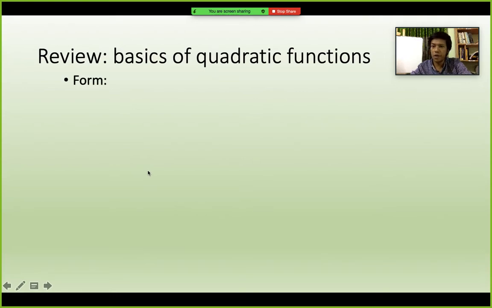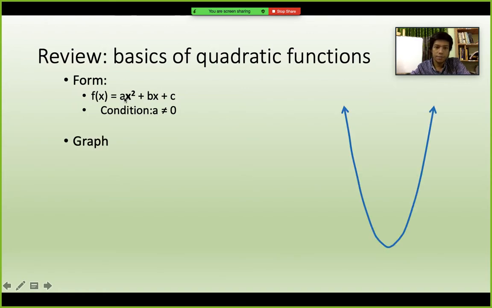The basics of quadratic functions we have already discussed in our last class. Just some review: f(x) equals ax squared plus bx plus c. This is the quadratic function, where the main condition is that the value of a cannot be 0. The value of a cannot be 0. This is the graph of a quadratic function. You can see this is an up opening parabola. If the value of a is positive, then the graph will be like that.